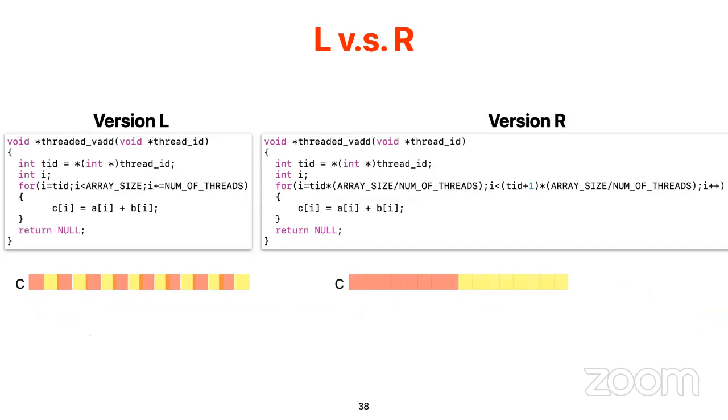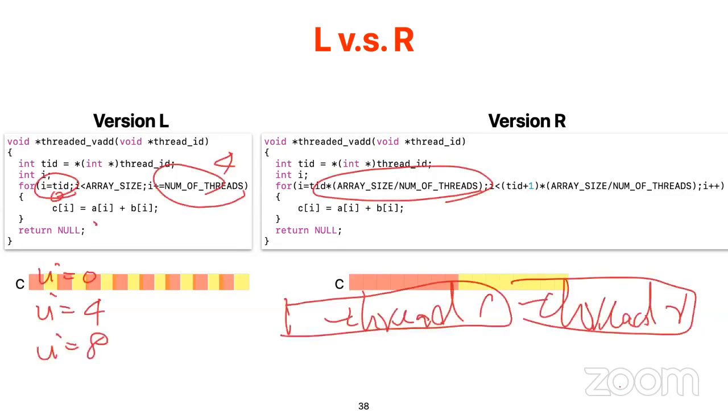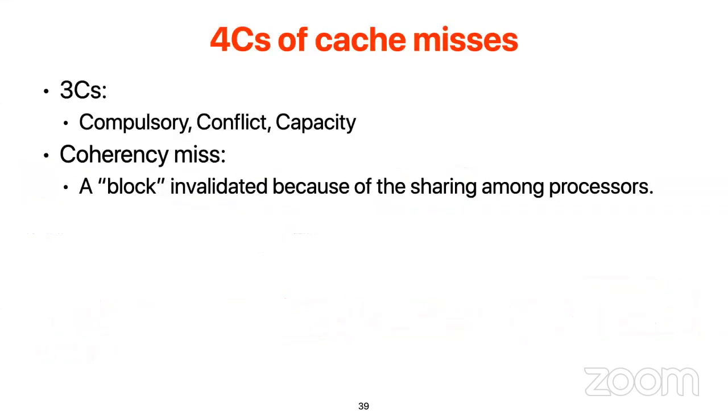So your memory access pattern would be more like, okay, I have an array C and I have two threads, then the two threads would interleave their accesses in memory. And as you can imagine, this piece of code would have a lot of false sharing cases. And false sharing would create invalidation of other people's blocks. This would actually be the fourth C in cache miss, the coherence miss, meaning that your block is invalidated because of the sharing among processors.